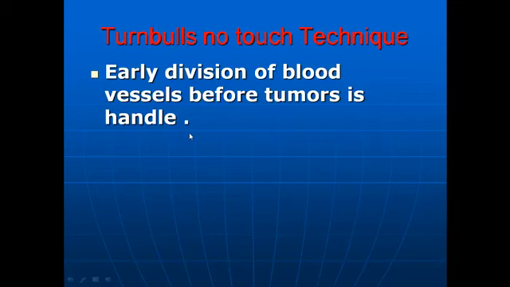Here is another important thing in the surgical technique, Turnbull's no-touch technique. It's a very important thing in case of malignant patients, because whenever you handle the malignant tumor, there is a chance of dissemination through the blood vessels, especially the veins. So what is the approach? In this approach, there is early division of the blood vessels before the tumor is handled.